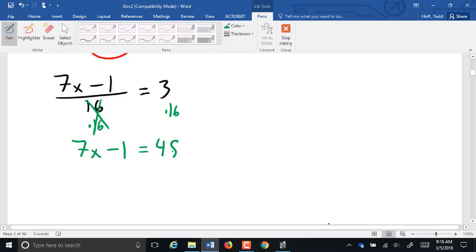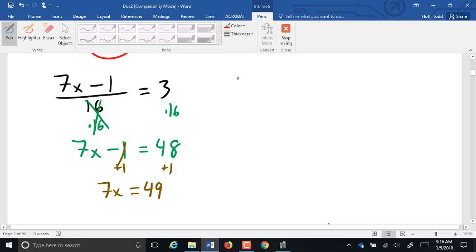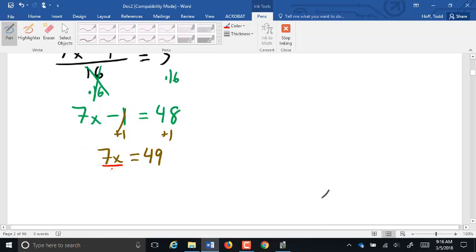3 times 16 is 48. What's next? Plus 1. So the minus 1's gone. We have 7x equals 49. And then divide by 7. X equals 7.